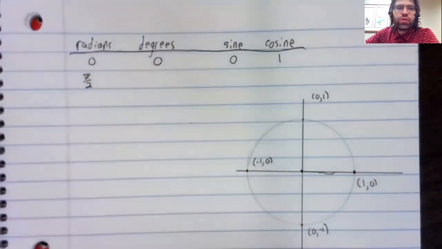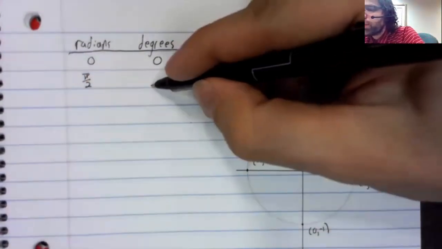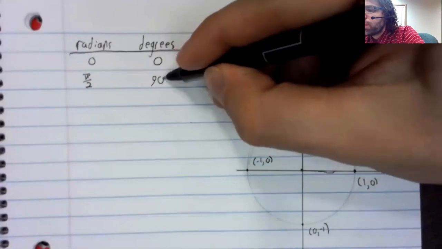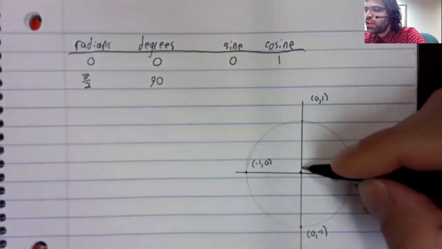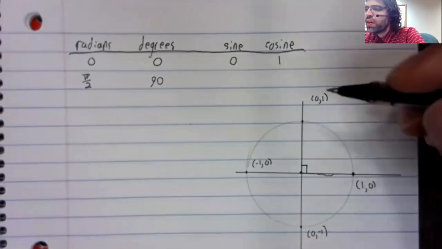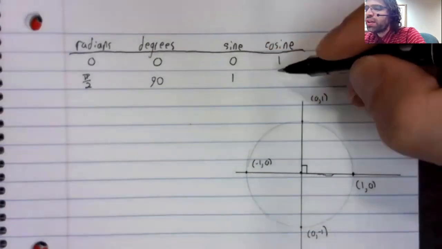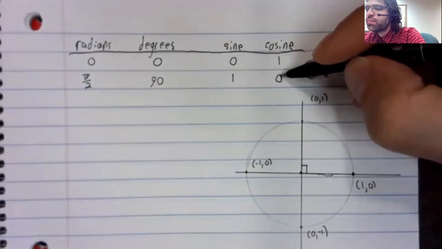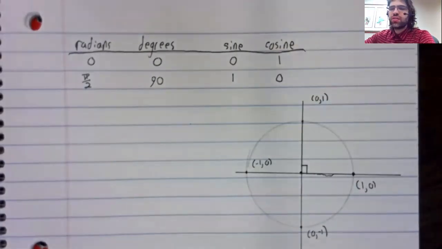Pi over 2 radians, 90 degrees, puts us here. Now it's the sine that's 1, the cosine that's 0.